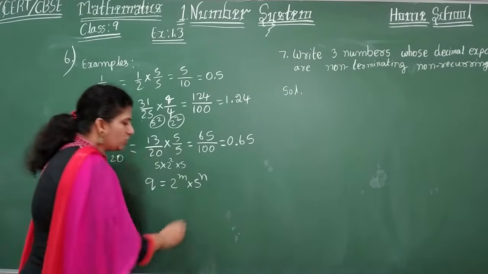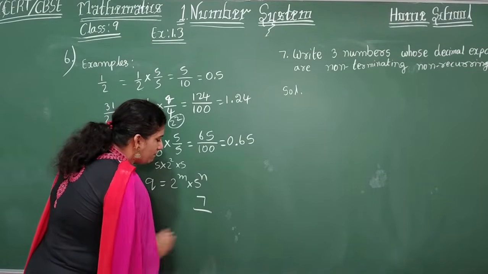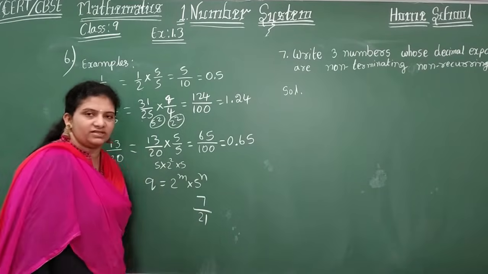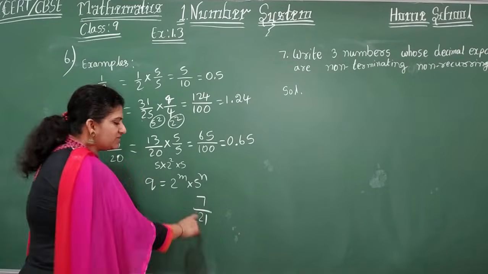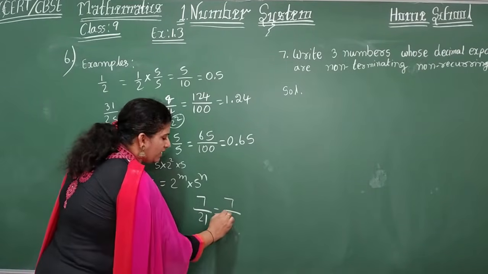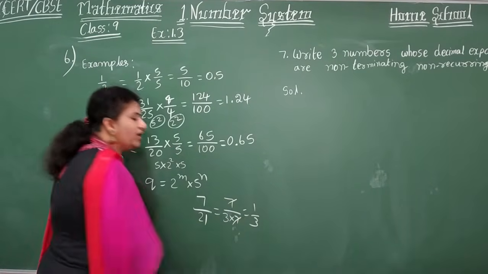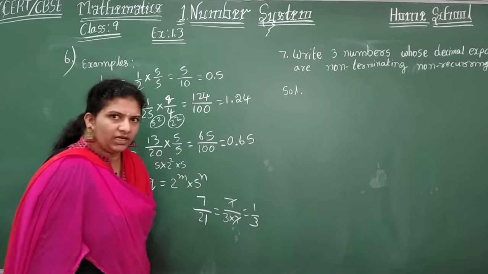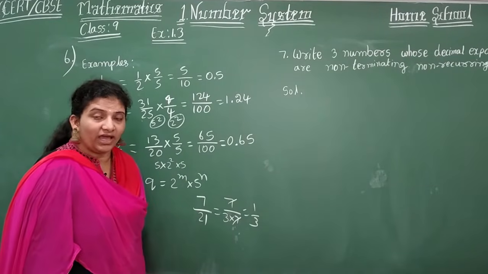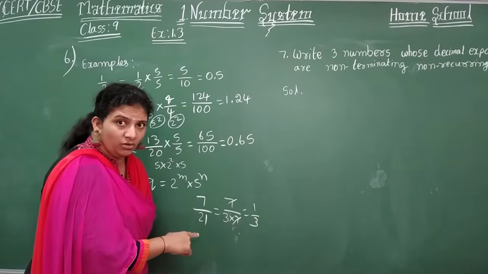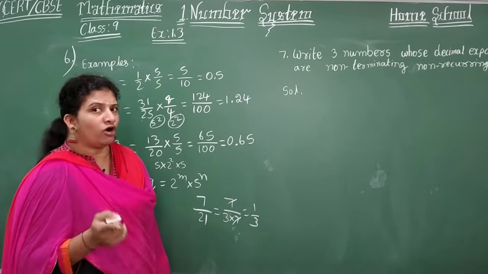So let me ask you an example. 7 by 21 I will say. So what happens in this one? 7 by 3 7s. 7 cancel, 1 by 3. 1 by 3, is it terminating? No, never. Why? Observe the Q value. It's not a multiple of 2 or 5.